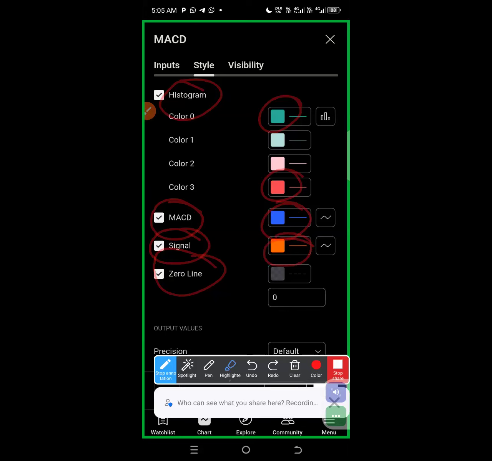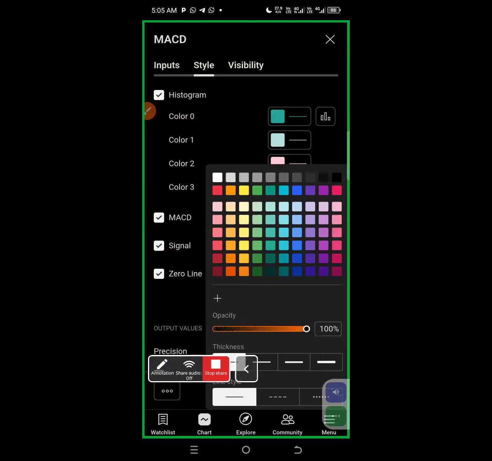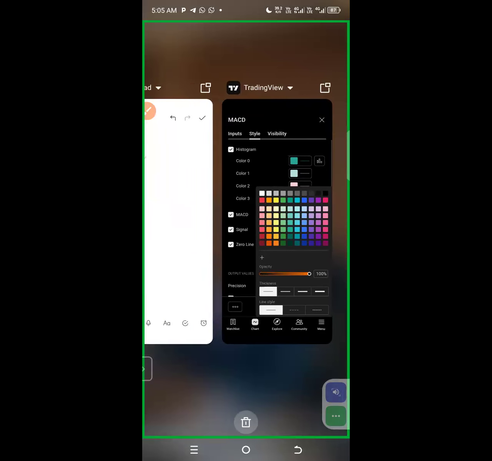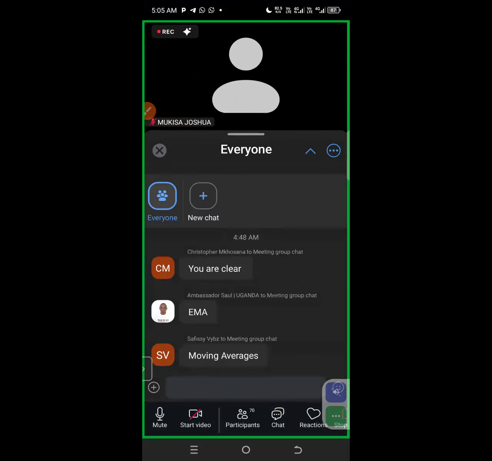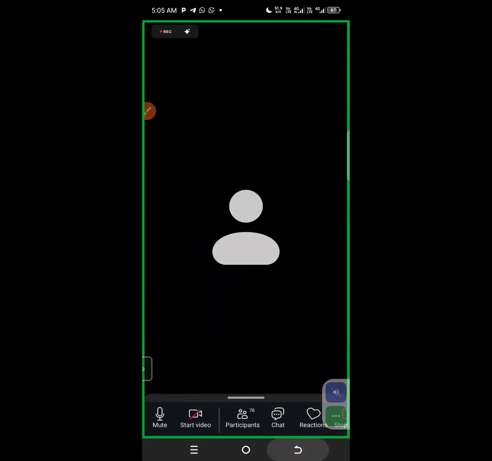Let me change it to red so that I don't confuse myself, because when it comes to colors, which color should we use? Let me see. Which color should we use, or should we maintain it?